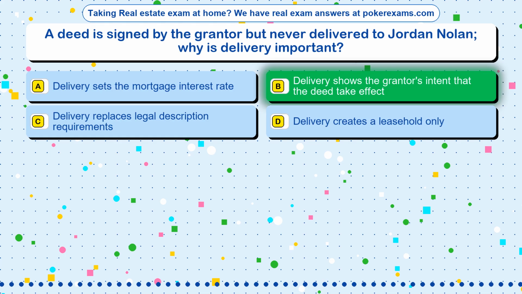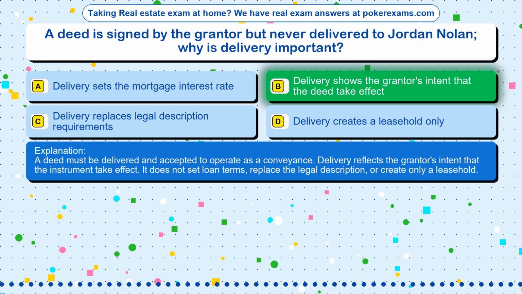The correct answer is option B. Delivery shows the grantor's intent that the deed take effect. A deed must be delivered and accepted to operate as a conveyance. Delivery reflects the grantor's intent that the instrument take effect. It does not set loan terms, replace the legal description, or create only a leasehold.